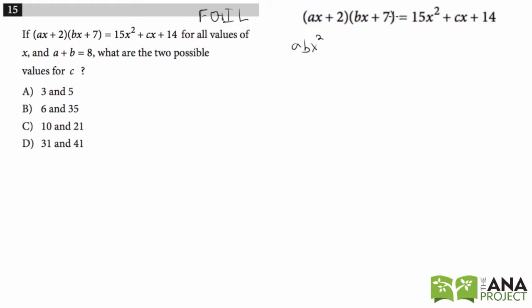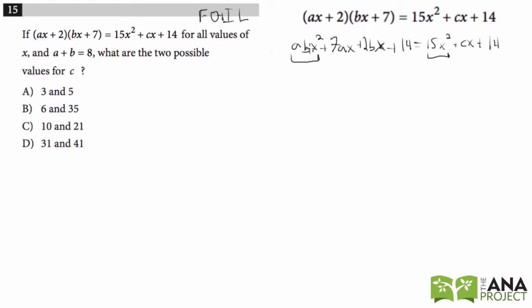Then outer plus inner. So outer, ax times 7, so positive 7ax, plus the inner, 2 times bx, which will be plus positive 2bx. And finally, last, 2 times 7, that's positive 14. All right, so that equals, and we're just going to keep this as is, 15x squared plus cx plus 14.